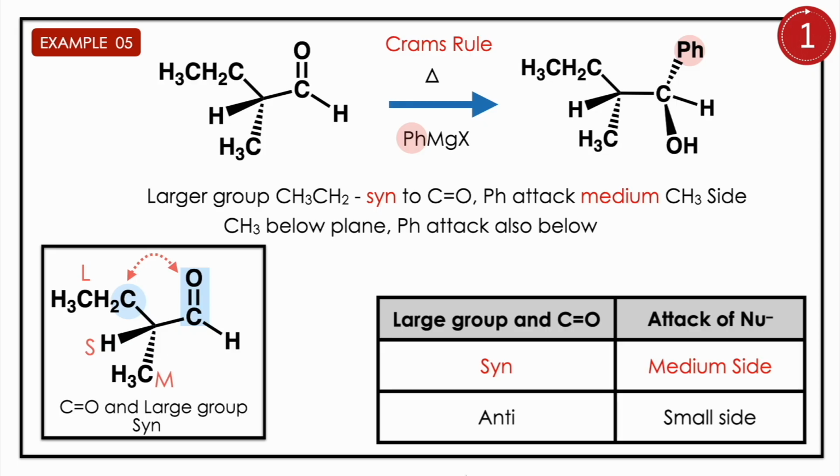Here the medium group is below the plane, so the attack will also happen below the plane. So phenyl attacks from below, and OH comes above the plane. You have the final product. The concept you have to learn here is that the table is important to easily identify the final product.